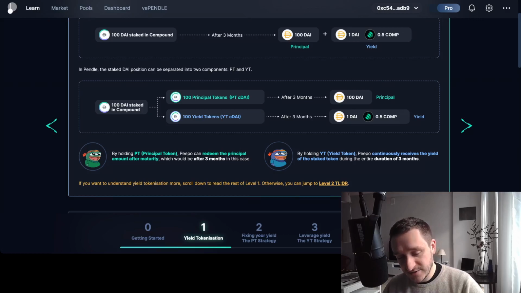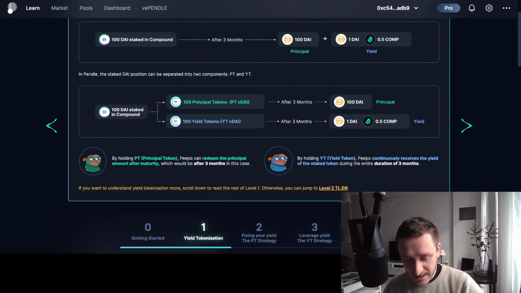And after 3 months, those first tokens will still be 100 DAI. You'll be able to claim those for 100 DAI. The other ones you'll be able to get 1 DAI and 0.5 COMP from, and this is the yield. But the cool part here is that of course, with principal tokens, you can redeem the principal amount after maturity, so that would be locking for 3 months. But for the yield, you can redeem the reward continuously, even before that. Meaning that, of course, you won't get the full reward.